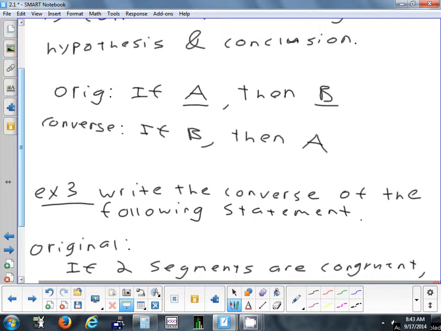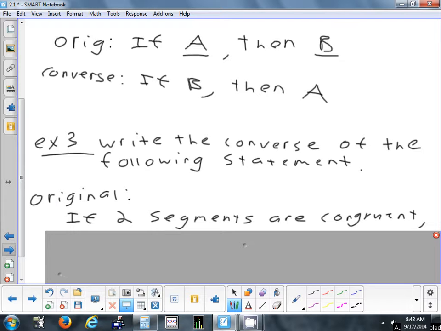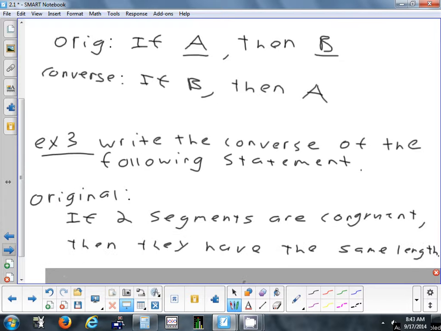Okay, for this one, I just want to know the converse of that statement. If two segments are congruent, then they have the same length.